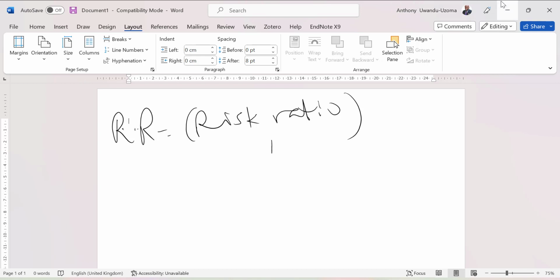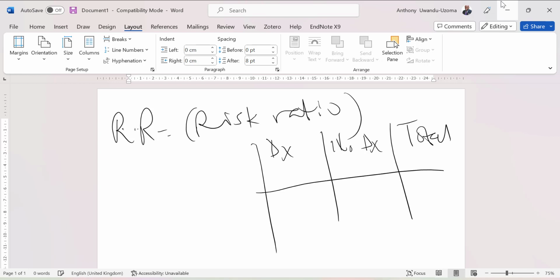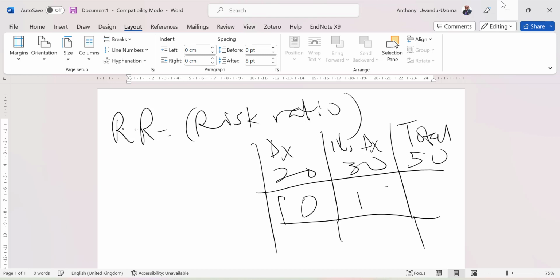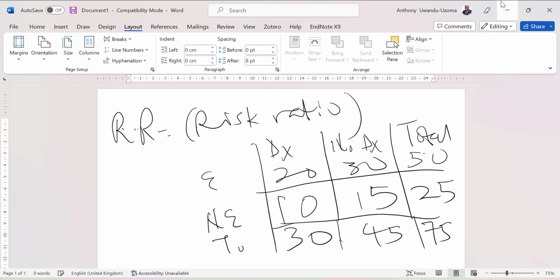So you draw your 2 by 2 table again: disease, no disease, and total. You have 20, 30, 50, then 10, 15, 25. Total is 75. Here you have the exposed and not exposed. Here you have 45, which is 30 plus 15. Here you have 30, and this is the total here.